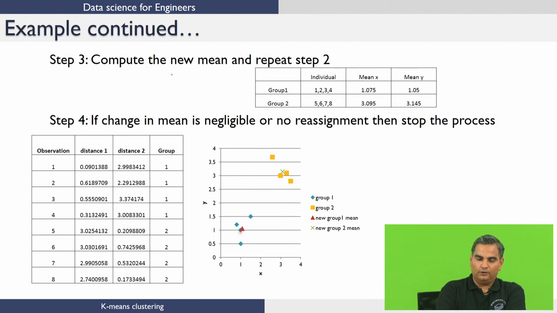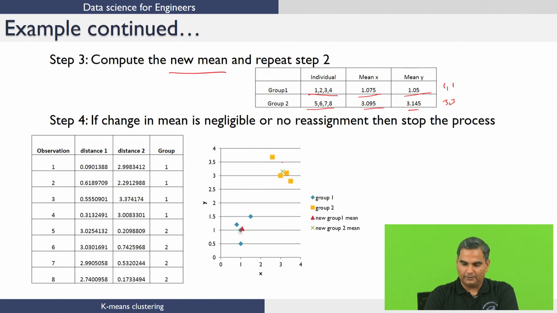So, we compute the new mean, and because group 1 has points 1 2 3 4, we do a mean of those points, and the x is 1.075 and y is 1.05. Similarly, for group 2 we do the mean of the data points 5 6 7 8, and you will see the mean here. So, notice how from 1 1 and 3 3 the mean has been updated. In this case, because we chose a very simple example, the update is only slight. So, these points move a little bit.